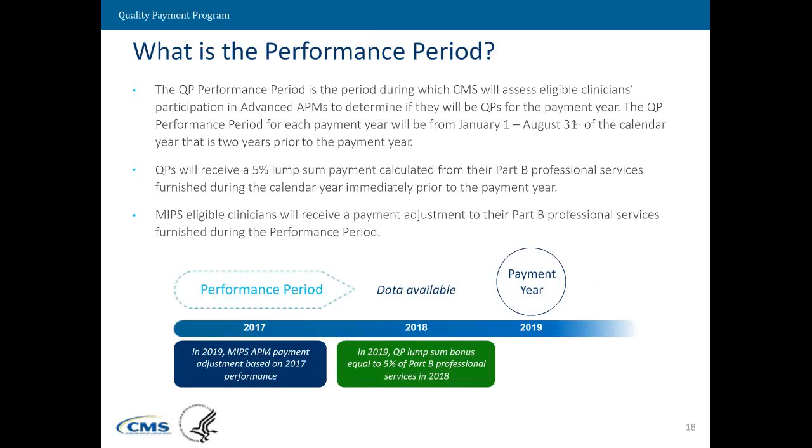The QP performance period is a period during which CMS will assess eligible clinicians' participation in advanced APMs to determine if they will be qualifying APM participants for the payment year. The QP performance period will be from January 1st through August 31st of the year that is 2 years prior to the payment year. For example, the first QP performance period will be from January 1st, 2017 through August 31st, 2017 for the 2019 payment year. Those eligible clinicians that become QPs receive a 5% lump sum incentive payment calculated from their Part B professional services furnished during the calendar year immediately following the performance year and immediately prior to the payment year. Next slide.